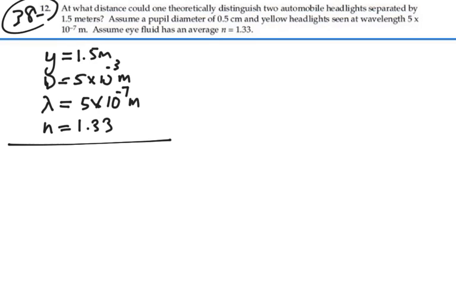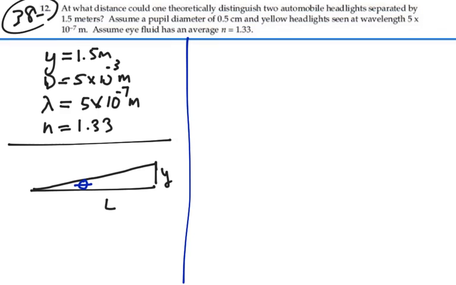If we're trying to resolve two headlights a distance y apart at some distance from us, L, that would be at some minimum angle, theta, and it's going to be a very small angle. So theta actually would be equal to y divided by L if we look at it on this triangle for a small angle in terms of radians.